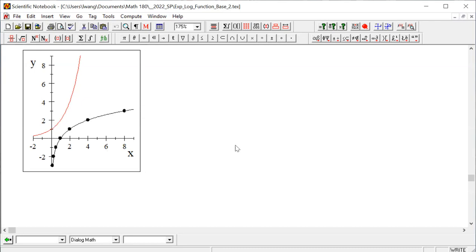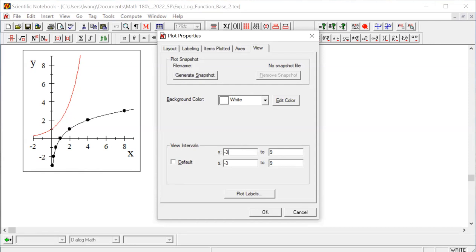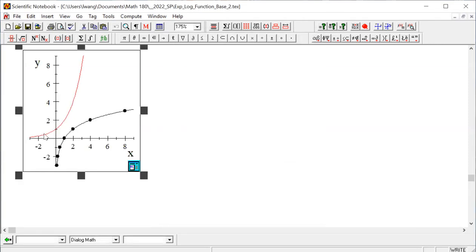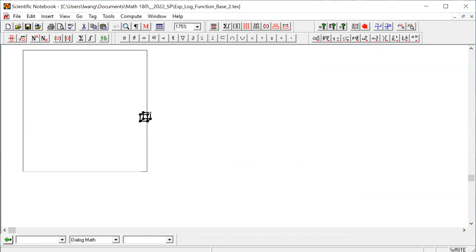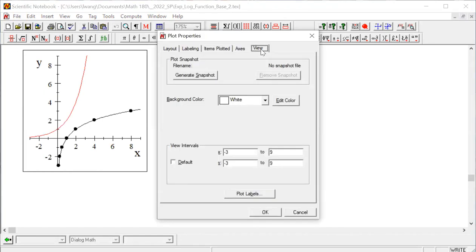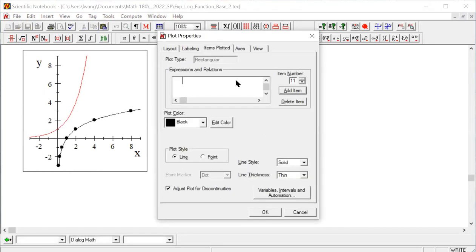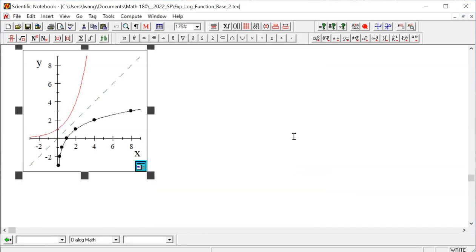Now, let's look. When you see these pictures, they look like they are going to be symmetrical about that interesting line there. And one's domain is the other's range. One's domain is the other's range. Summarize.